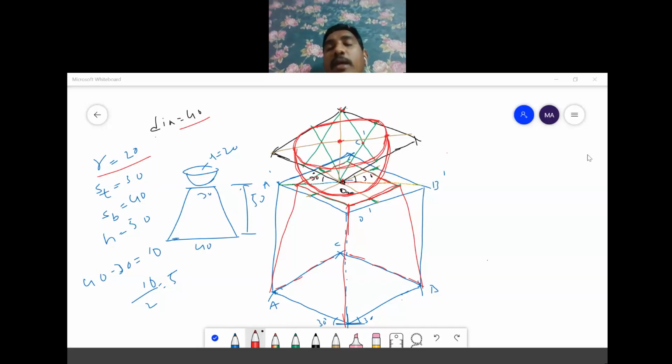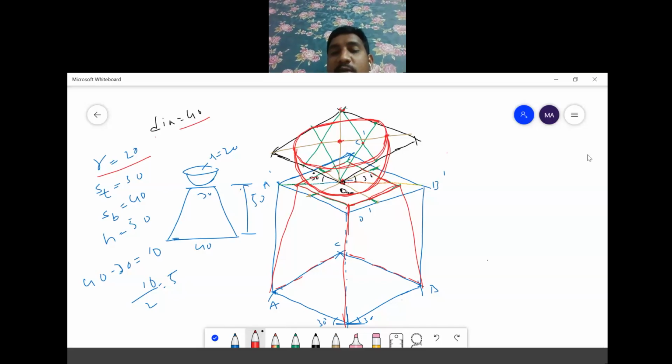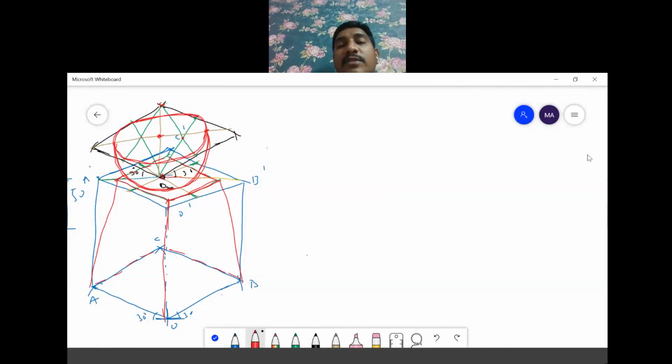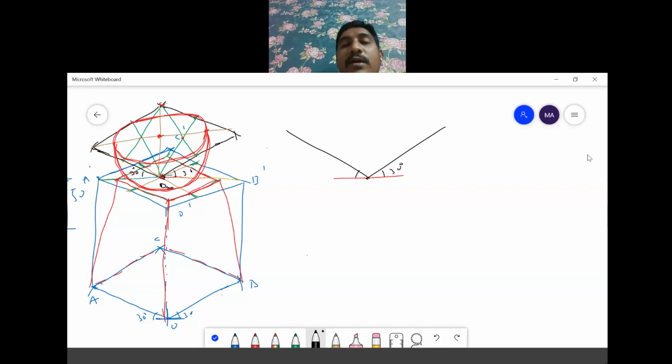For drawing the hemisphere, I will explain once again. First you have to mark the center. I marked the center here. From this center point, I am drawing an inclined line at 30 degrees. Here he has given a radius of 20, so the diameter is 40. I am cutting 40 here, and again I am drawing 40 here.